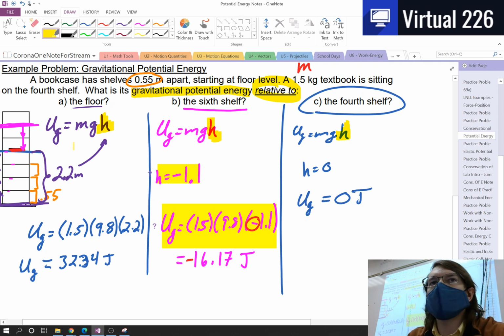Okay? So hopefully this idea of gravitational potential energy makes some sense for you. It's really just one equation, mgh. The big kicker to it is that h is positive, negative, or 0, depending on what you're measuring relative to. So be careful about that. Watch your negative signs.